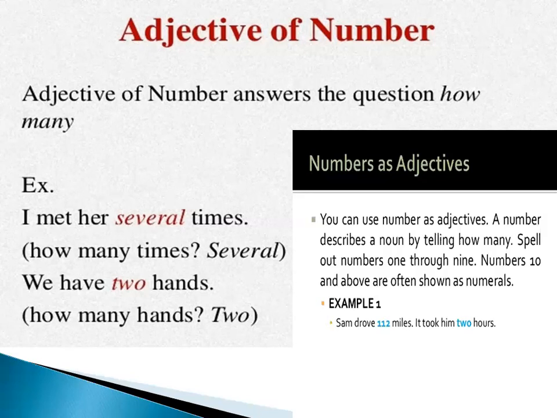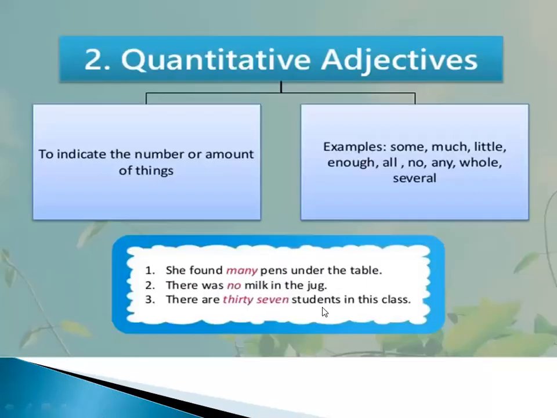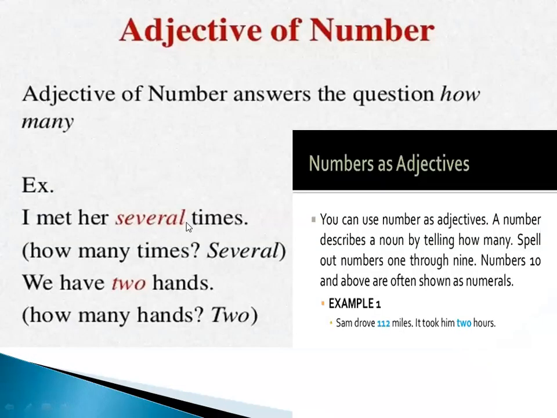Example: I met her several times. This several and that several, there is a big difference between the quantity several and the number several. Several times means how many times? Several times means we can count these times. I have met him several times. When we ask further how many times you have met, then he will count and tell us 5 times or 10 times, 8 times. So in I met her several times, it is a number that can be counted.